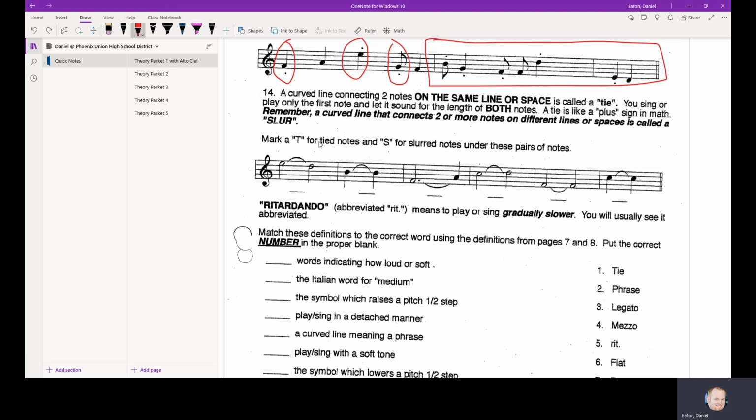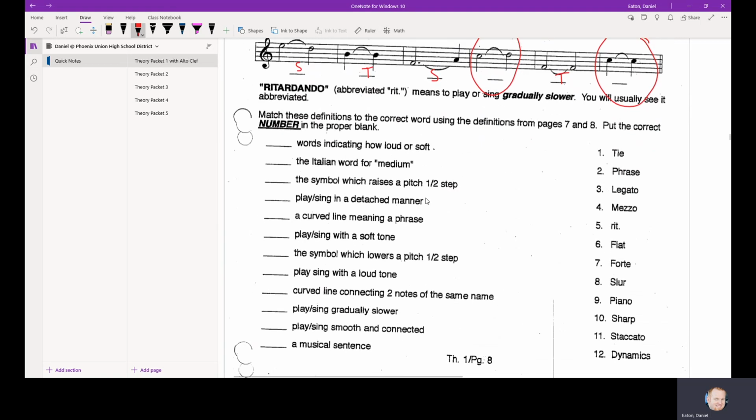But for what you're doing here, a T for tied notes, an S for slurred notes. If it's different notes, like this is an E and this is a D, that's a slur. This is a B, this is a B, it's the same, that's a tie. This is a slur, we've already identified that this is a tie. So I'll let you guys try to figure out this one and this one. Hopefully you can figure it out pretty easily.